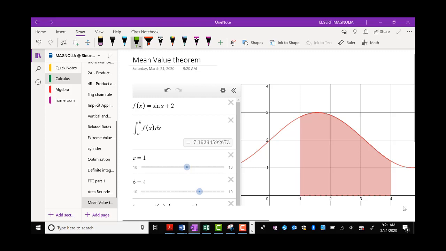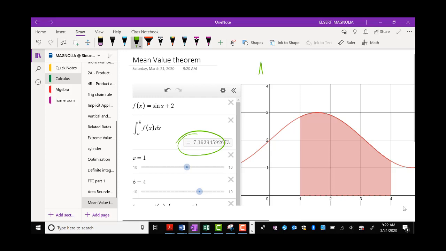What it says is if you have an area under a curve. So I graphed this using Desmos. My area is right here. The mean value theorem basically says somewhere in the same interval between 1 and 3, there has to be a rectangle with a certain height that has the same area as 7.1939. So I need a rectangle somewhere in here that has the same area.